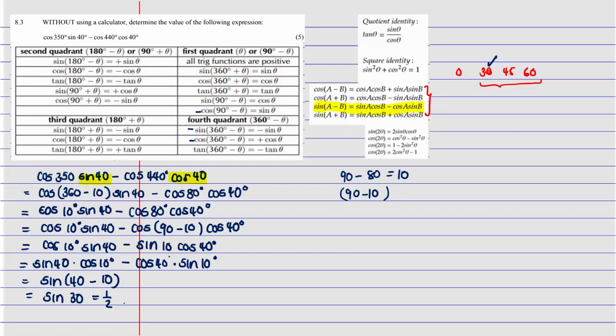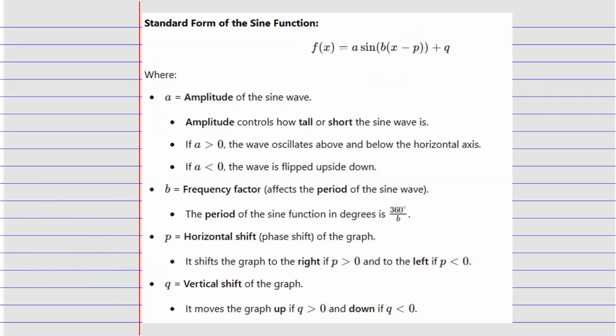Is everyone okay with that? Yes, ma'am. So that's how you would do this question. Hope everyone understands. Any questions before we move to the next question? No, ma'am. Okay. So now we're going to move to the next question.